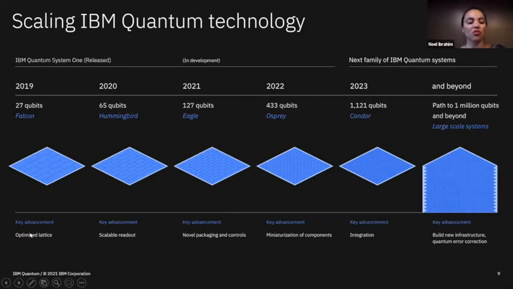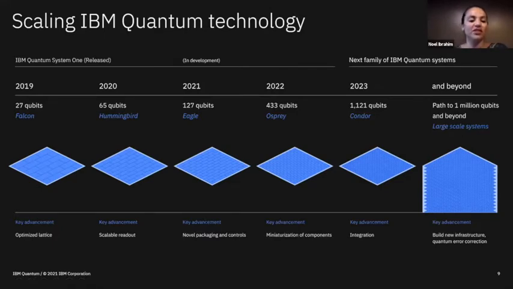And as we see here at the bottom, each of these scale ups is dependent on a key advancement. And then finally, once we reach that level of having 1,000 qubits, we reach an inflection point where a logical qubit can be created from physical qubits. And that will bring us to error-corrected computers of 1 million qubits and beyond sometime in the future.